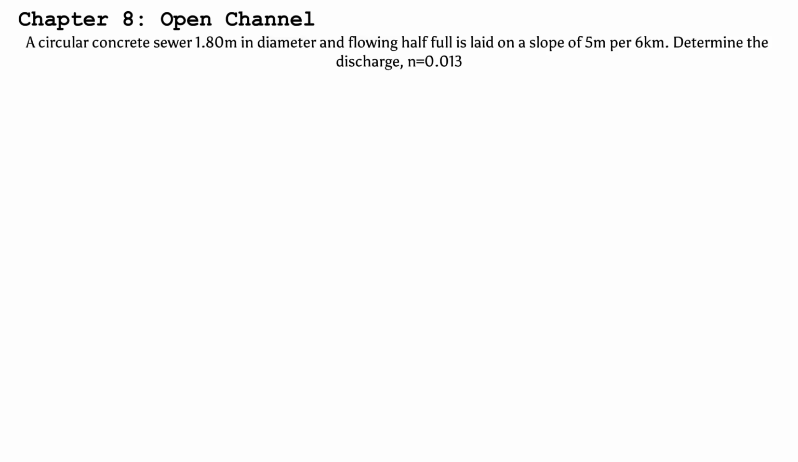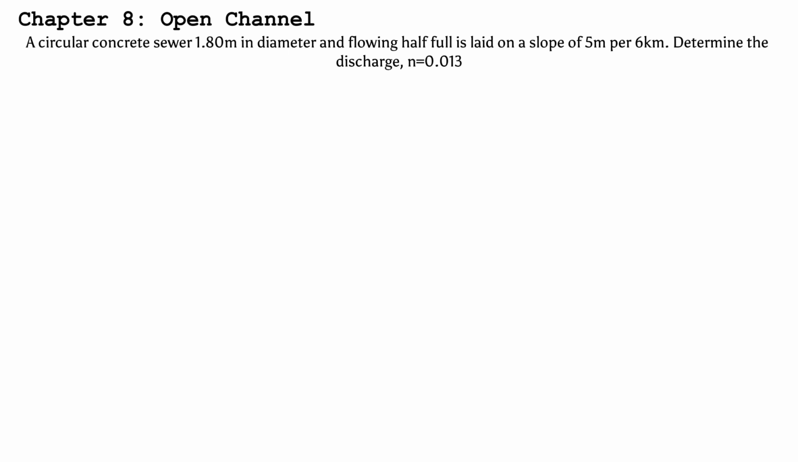So, here's the problem. A circular concrete sewer, 1.80 meters in diameter and flowing half full, is laid on a slope of 5 meters per 6 kilometers. Determine the discharge. n is equal to 0.013.